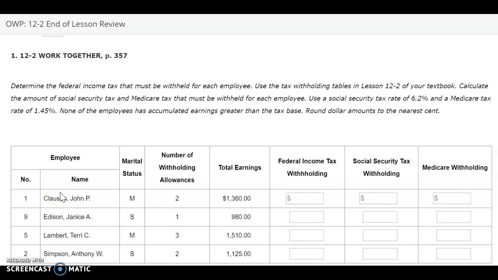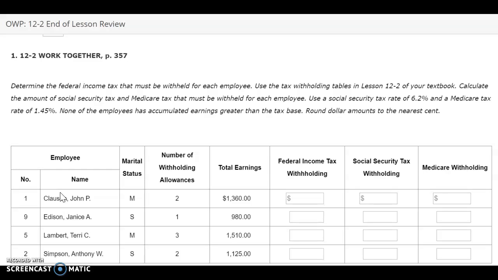Okay, we're going to get started on the 12-2 work together problem. Again, you need that chart from your textbook from lesson 12-2, so you can go ahead and grab those if you need to be able to see, or you can pull up the slides as well to figure out this federal income tax. Our instructions here are to determine the federal income tax that must be withheld for each employee. Use the tax withholding tables in lesson 12-2 of your textbook.